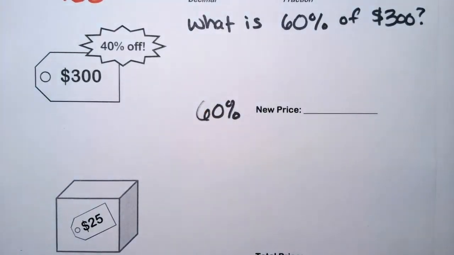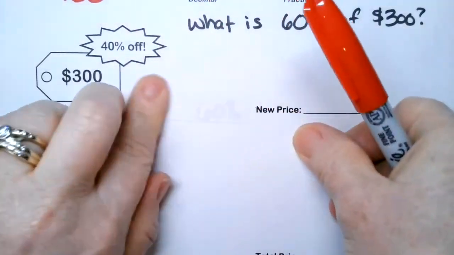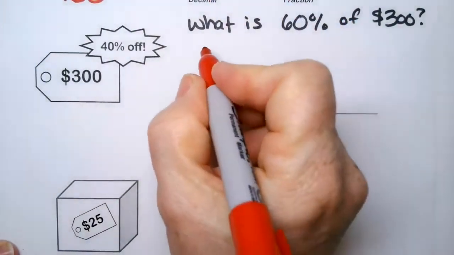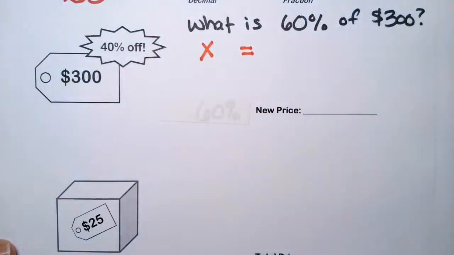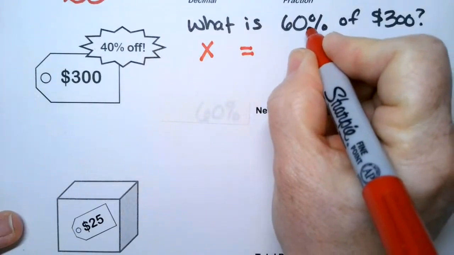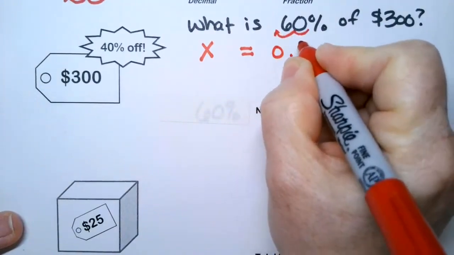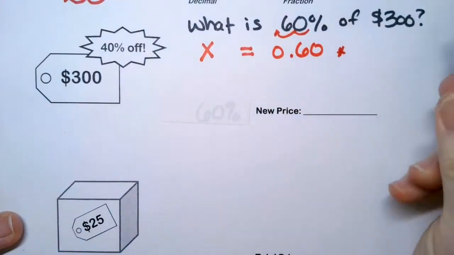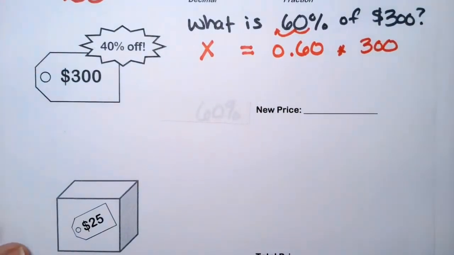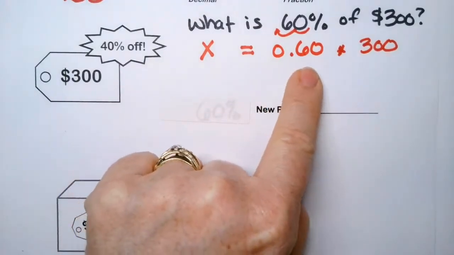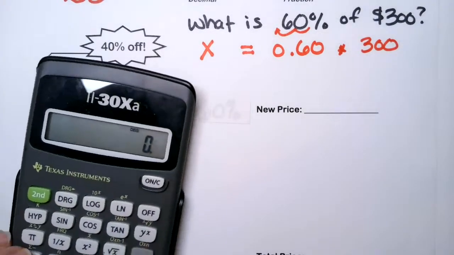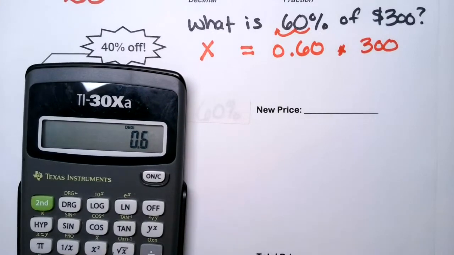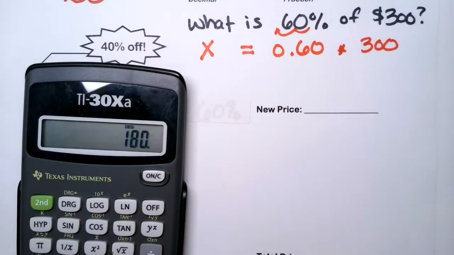So what's the what part? I might need that room for calculation. What is X is the equal sign. How do you write 60% as a decimal? We take the decimal point and go over 2 hops here. So it's 0.60. Of is multiply. 300, you just write it down. Now, get your calculators. What is 0.6 times 300? Make sure you get the same answer as me. How'd you do?